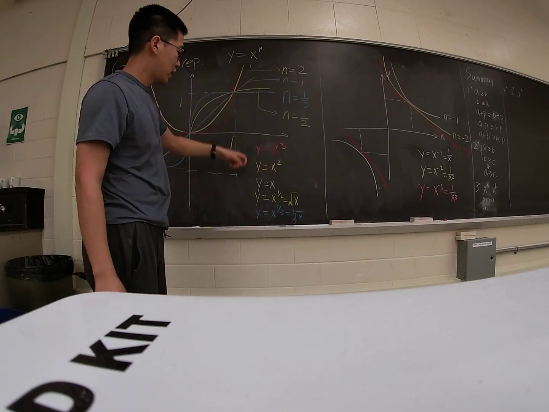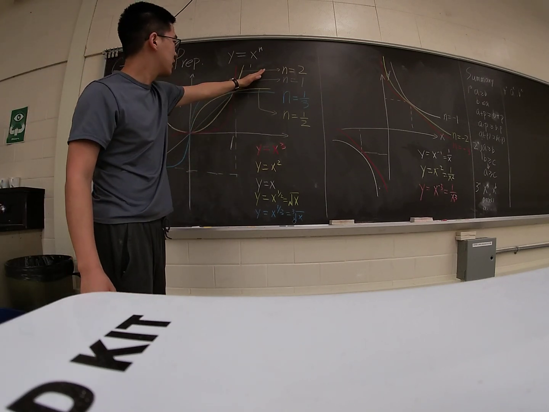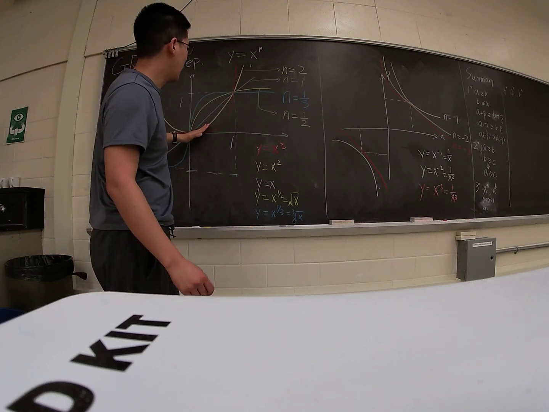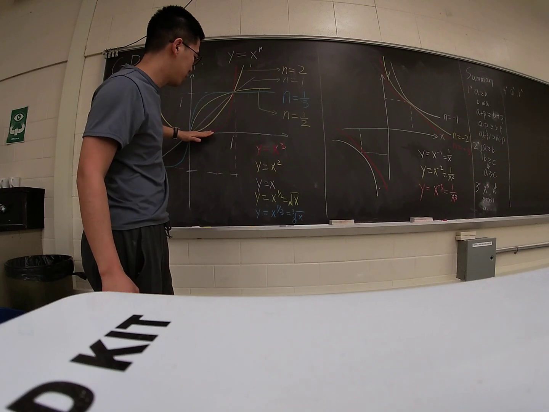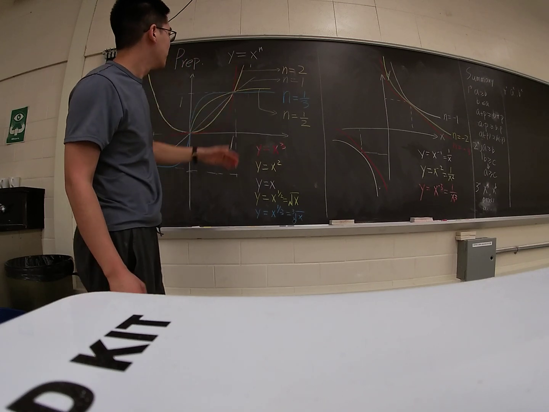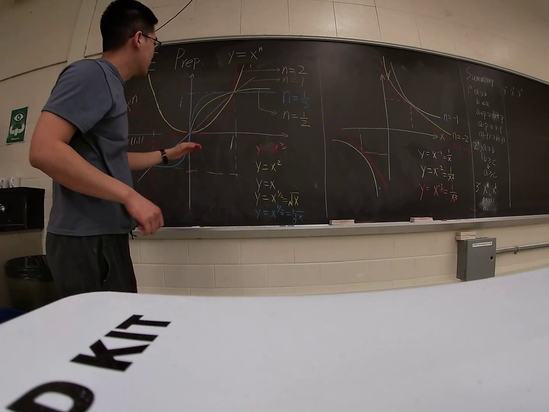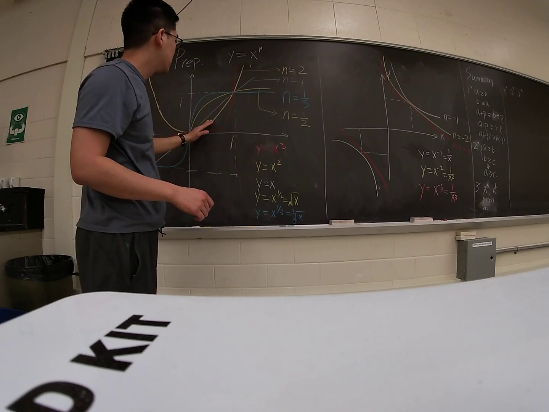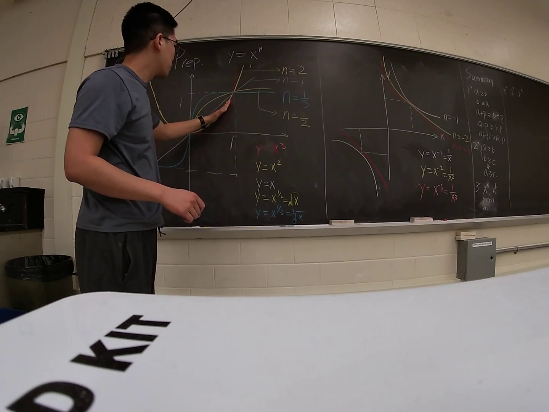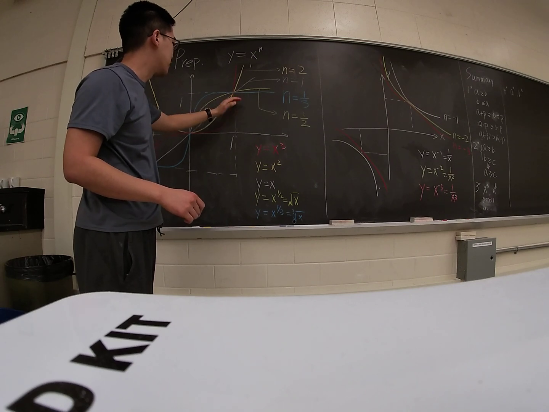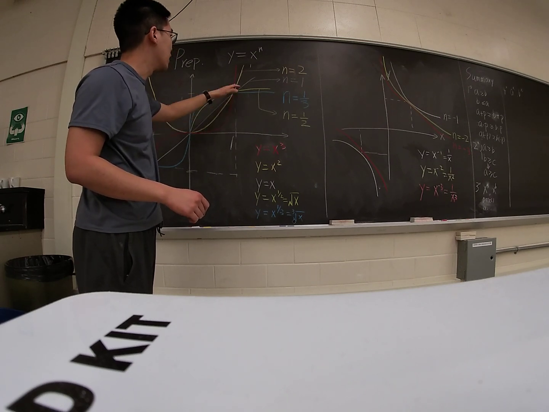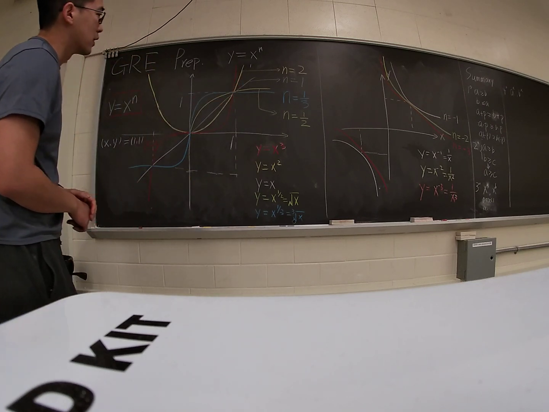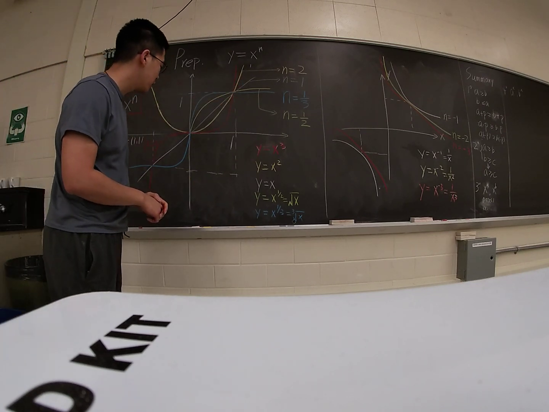For instance, y equals x, a straight line, y equals x squared, y equals x cubed. As you can see, before 1, x squared actually grows faster than x cubed, and after 1, x cubed grows faster. That's the thing you need to keep in mind.